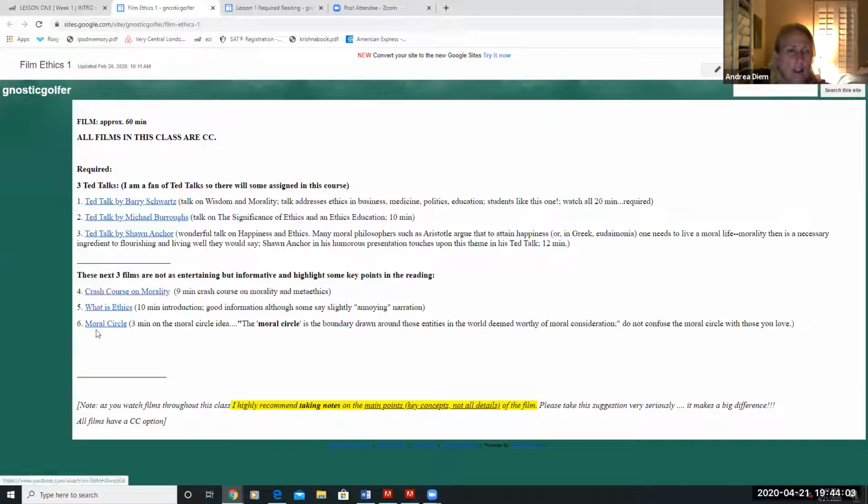And then there are these 3 smaller films, just highlighting some key things of what ethics is all about. And I think this one is a crash course. A lot of students like those.